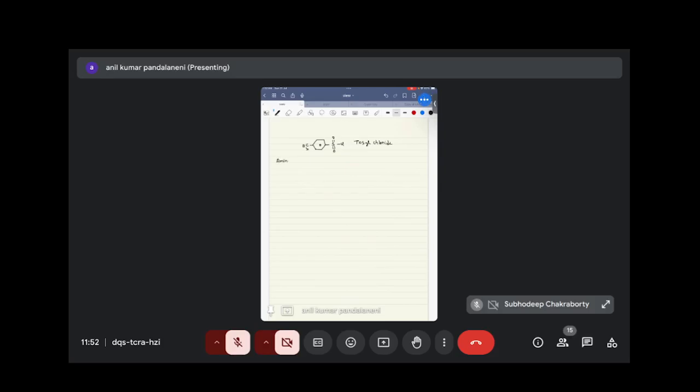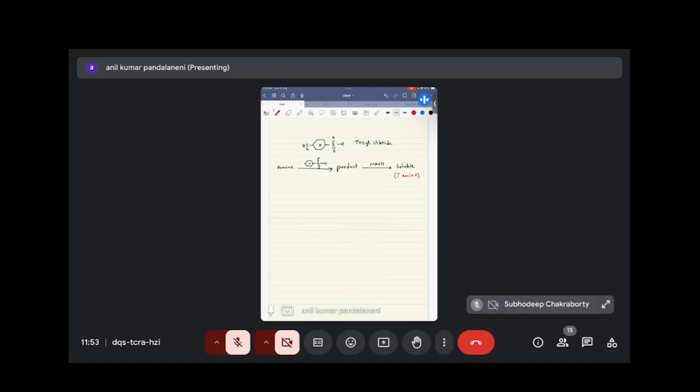Now, if you go for an amine, upon reaction with benzene sulfonyl chloride, you will get a product. Generally, we will write the structures also. And if the product formed is soluble in NaOH, then we have to say it is a primary amine.